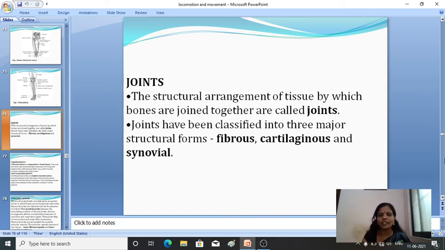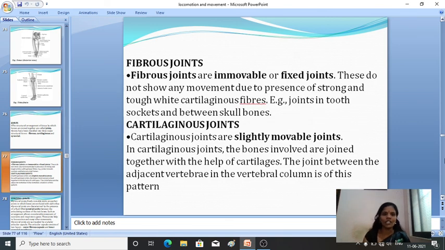Fine. So joints have been classified into three major structural forms. One is fibrous joint, cartilaginous joint and synovial joint. Three different types of joints: fibrous joints, cartilaginous joints and synovial joints. Okay. So what is joints? Joint, the structural arrangement of tissues by which the bones are joined together, and they are called joints. And generally we have got three types of joints: fibrous, cartilaginous and synovial. Okay, we'll see one by one.